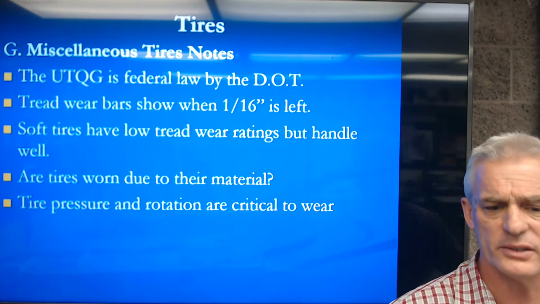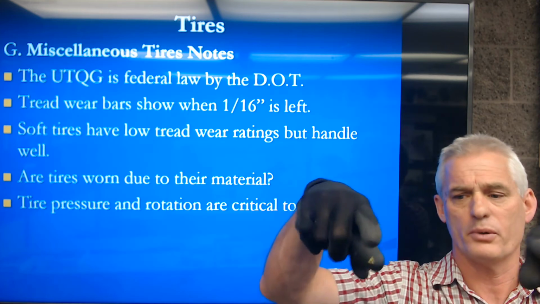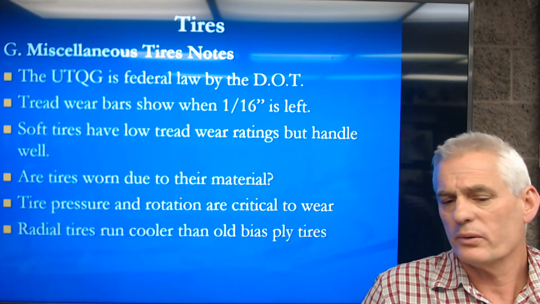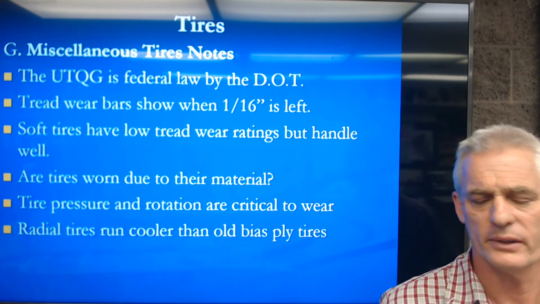Tire pressure obviously is critical to tire wear: overinflation wears in the center, underinflation wears on both shoulders. Radial tires definitely run cooler than old bias ply tires. It's not really something you need to write down anymore because we don't have bias plies anymore.